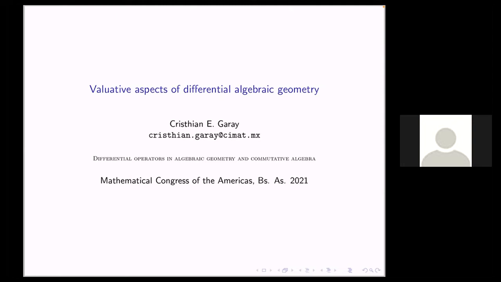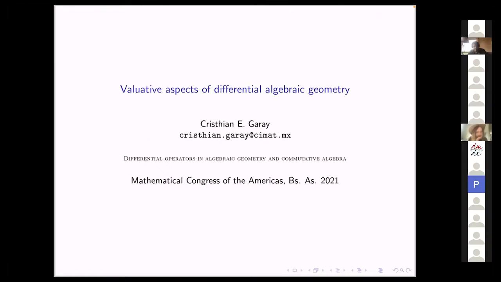It will be a pleasure for me to speak about some recent developments in the theory of differential algebraic geometry, understood as some zero sets of polynomials endowed with some action of differential operators, in connection with combinatorics, namely tropical geometry. So I will be speaking about that.